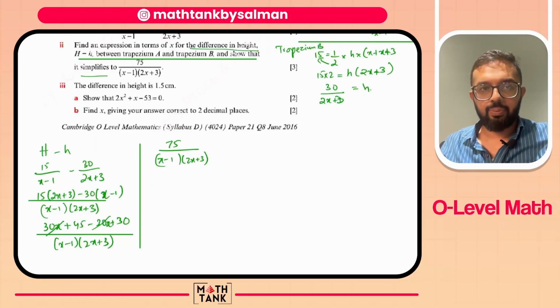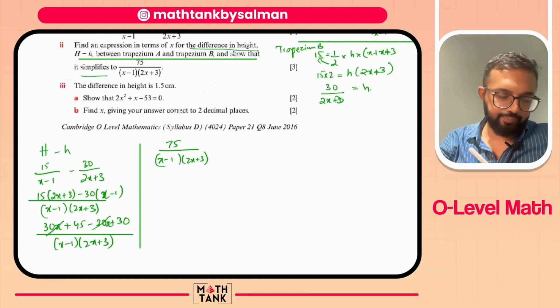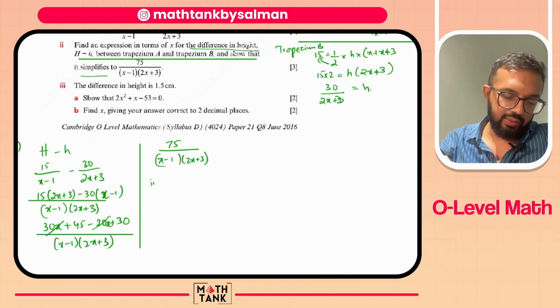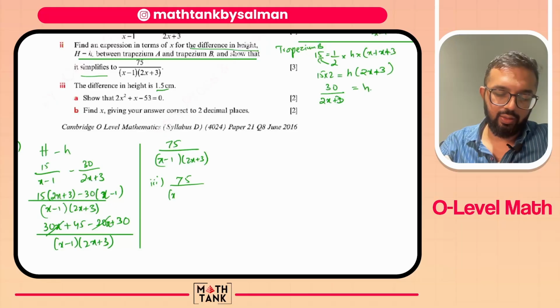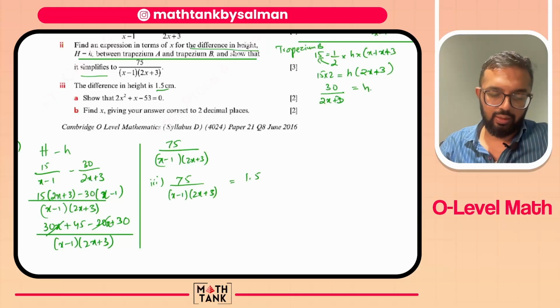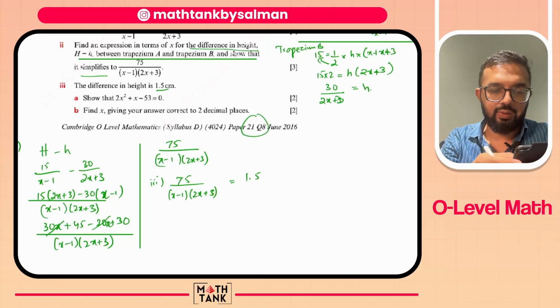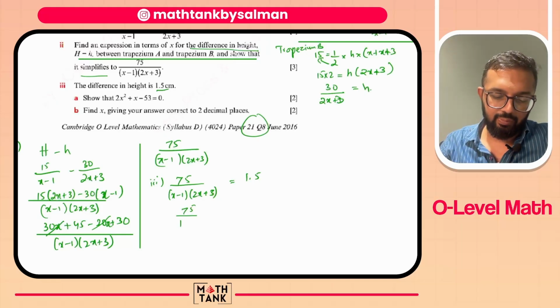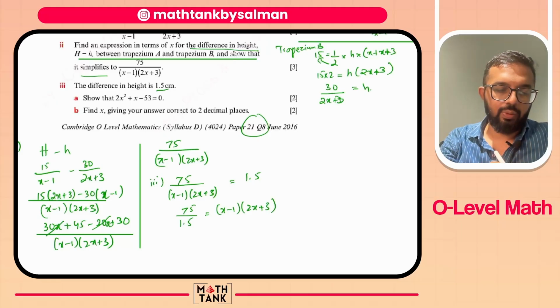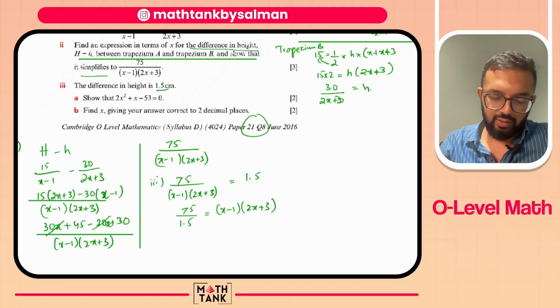Okay, that's part 2. And part 3 says that the difference in heights is 1.5. So this has to be equal to 1.5. Basically, if that is equal to 1.5, then this entire fraction is also equal to 1.5. Now I think I have a calculator, this is a paper 2. What I'm going to do is make my life a little easier. Let's say that 75 divided by 1.5 equals x minus 1 times 2x plus 3. I've swapped the sides. 75 divided by 1.5, I think that's 50. That makes my life a little easier. I'm going to start expanding.